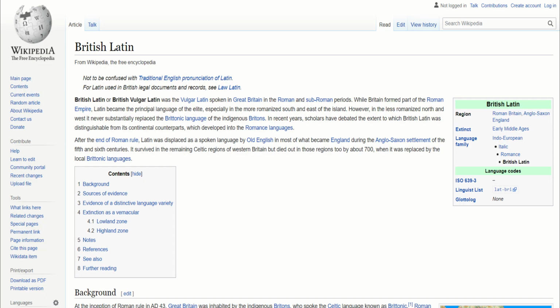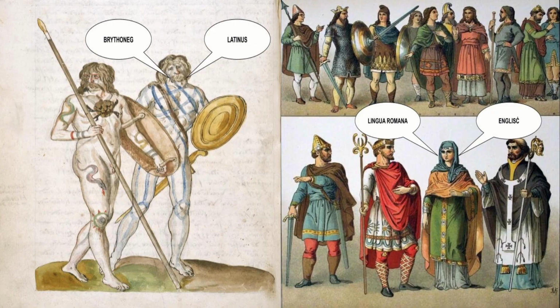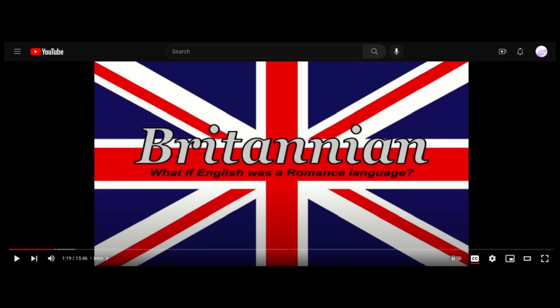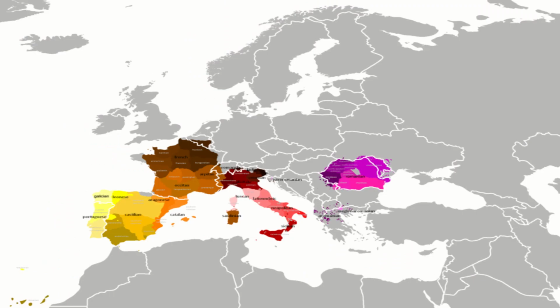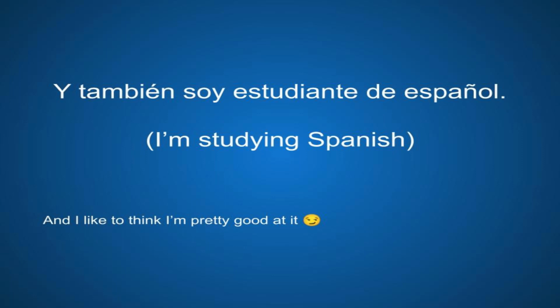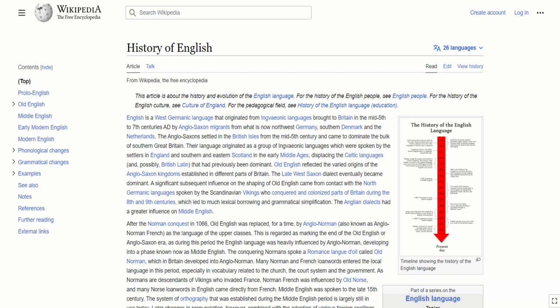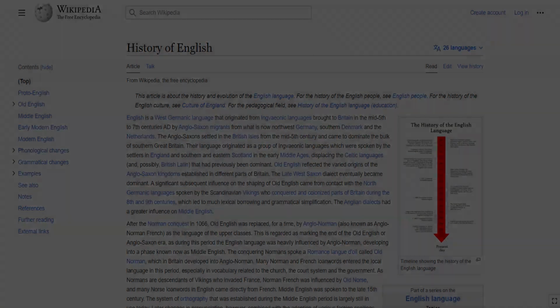Instead, I've decided that what works best for me, at least for right now, is to take languages from the real world and pass them through an alternate history to see how they come out on the other side. I chose British Vulgar Latin first because, one, like I said, I was already studying the history of the Romance languages, y también soy estudiante de español. Two, at the same time, I was also studying the history of my native language, English, and the historical context that created it in all its modern-day diversity.